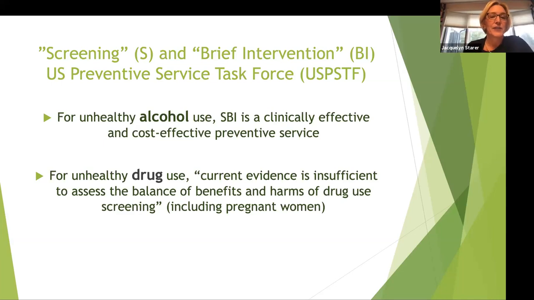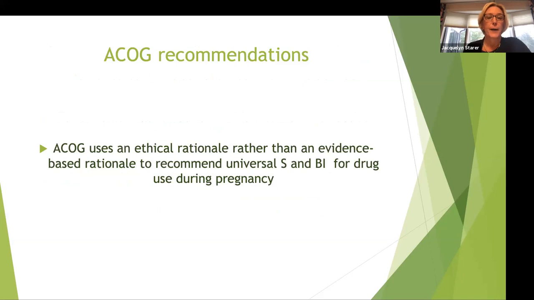Okay, all right. So for unhealthy alcohol use, SBI has been shown to be clinically effective and cost effective as a preventive service. However, for unhealthy drug use, the U.S. Preventive Service Task Force states that the current evidence is insufficient to assess the balance of benefits and harms of drug use screening, including pregnant women. So we're not really left with advice to use validated screening tools for opioids. However, ACOG comes down a little bit differently on this, and even though it's not an evidence-based rationale, they use an ethical rationale to recommend that you do universal screening and brief intervention for drug use during pregnancy.